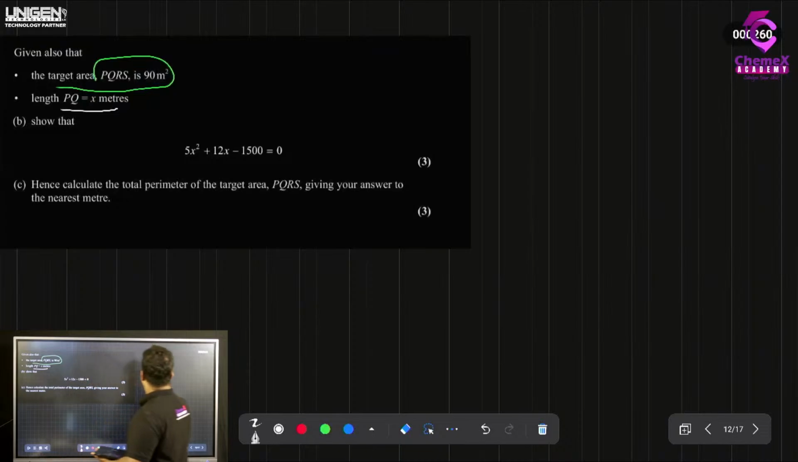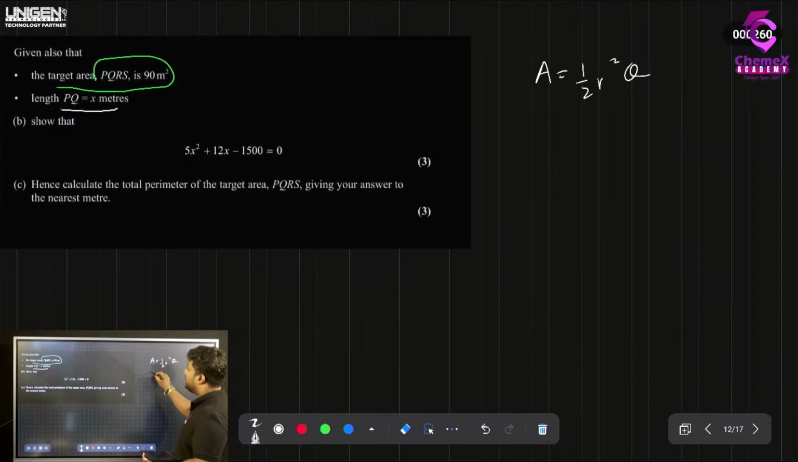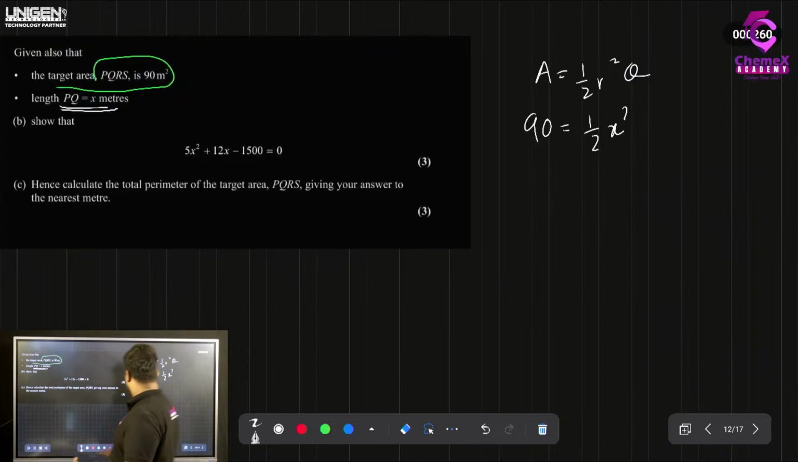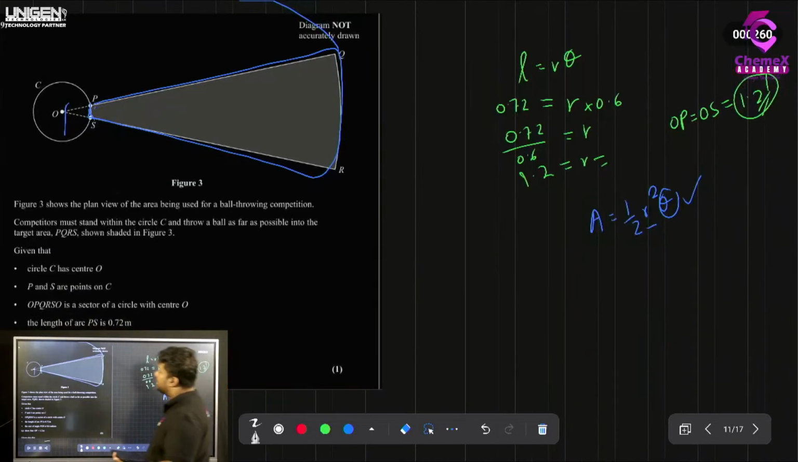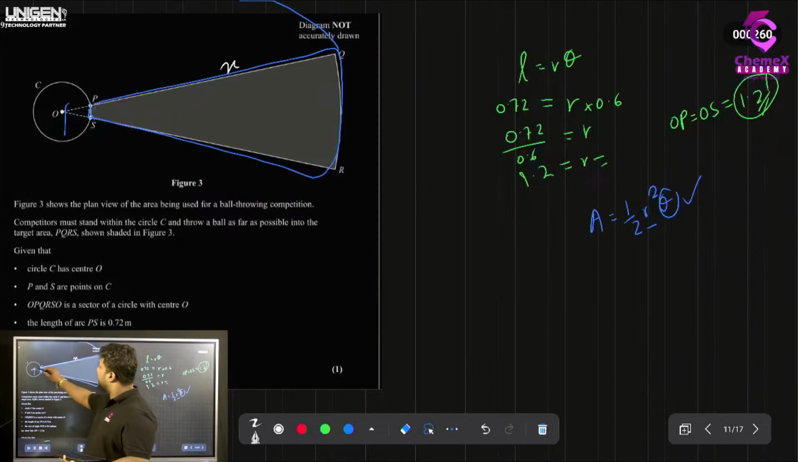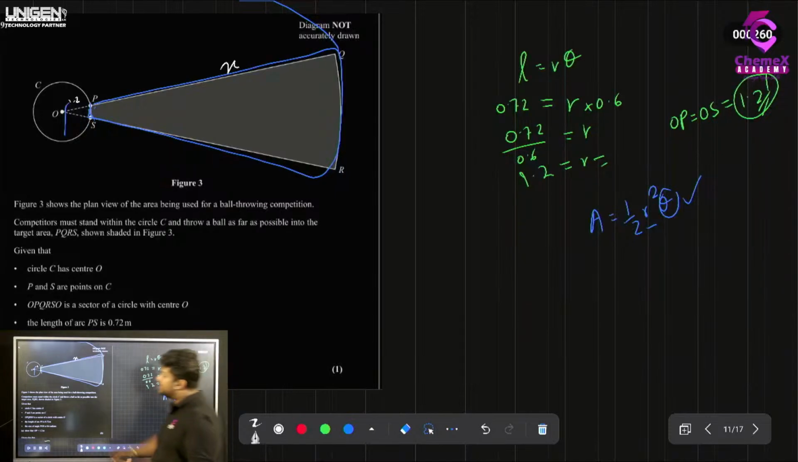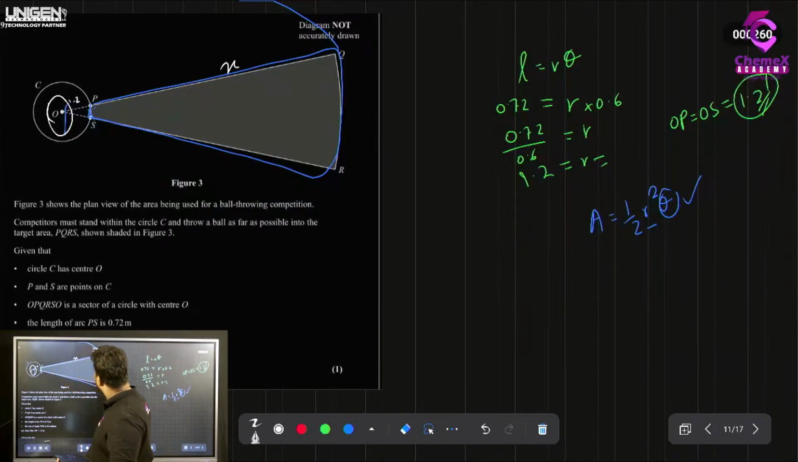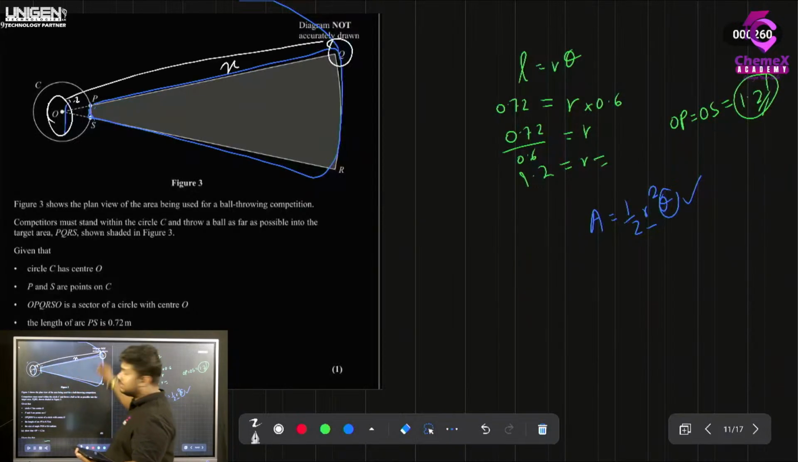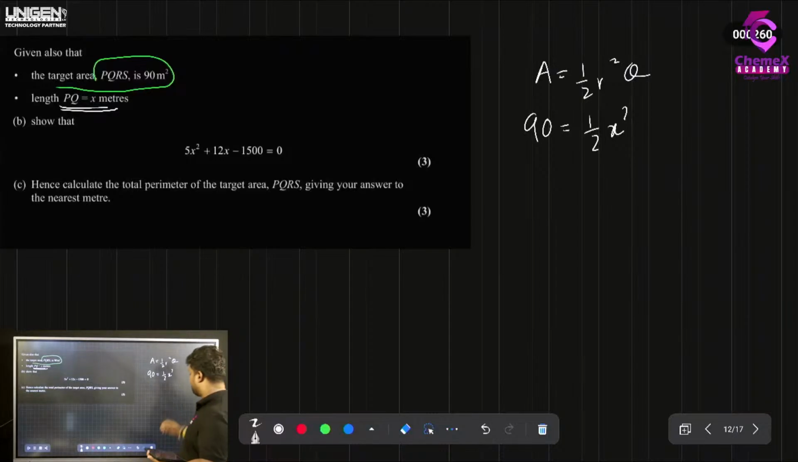So I said area is equal to half r squared theta. The area is given as 90. So 90 is equal to half x squared, because the PQ distance is given as x. So what is the entire distance? This is 1.2, so 1.2 plus x, right? Do you understand? Because we are considering the distance from here to here. So it's going to be 1.2 plus x, not x squared.